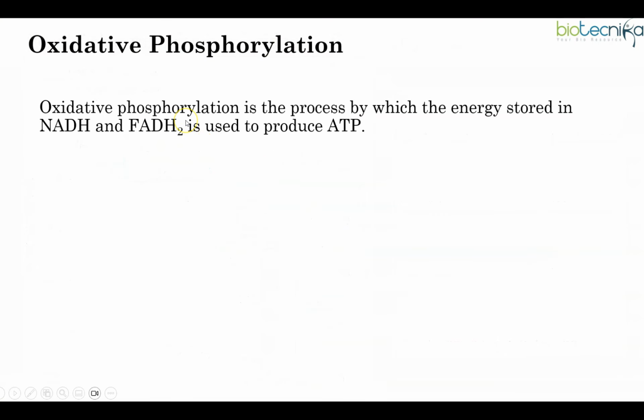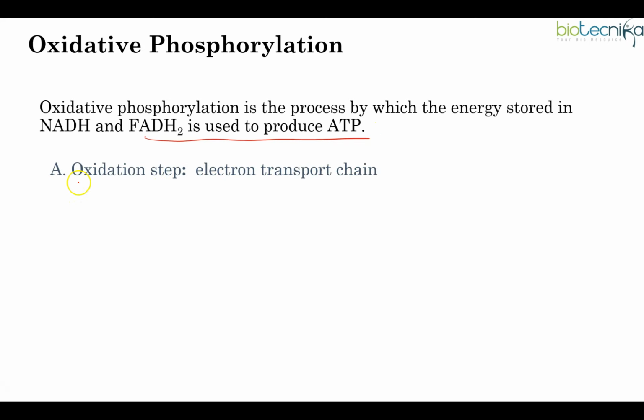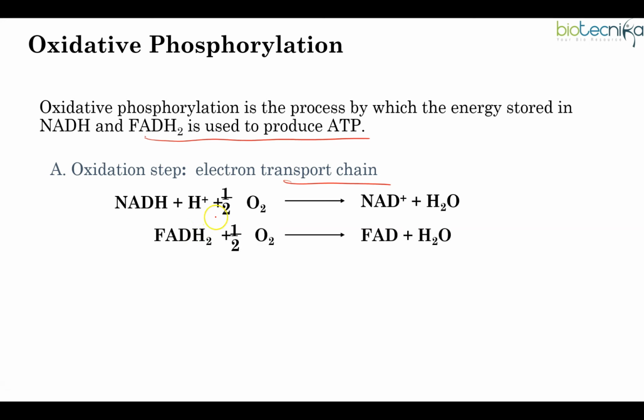Okay. So oxidative phosphorylation is the process by which the energy stored in NADH and FADH2 is used to produce ATP. The first step is the oxidation step, where we have the electron transport chain. Here the NADH and the FADH2 will give the electrons to oxygen, thus regenerating NAD plus and FAD for the rest of the cycles and pathways.